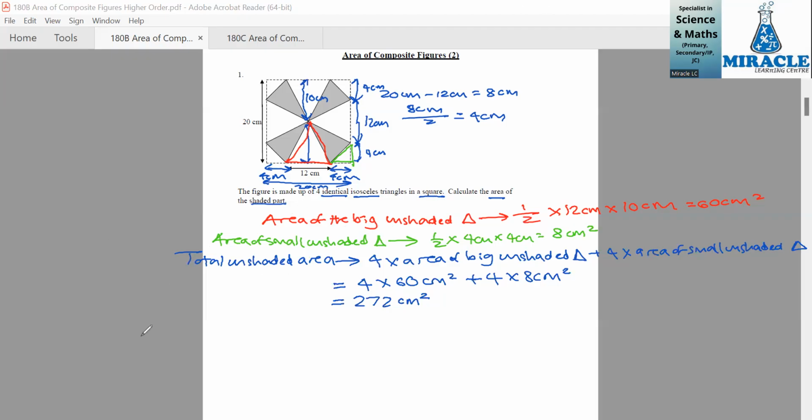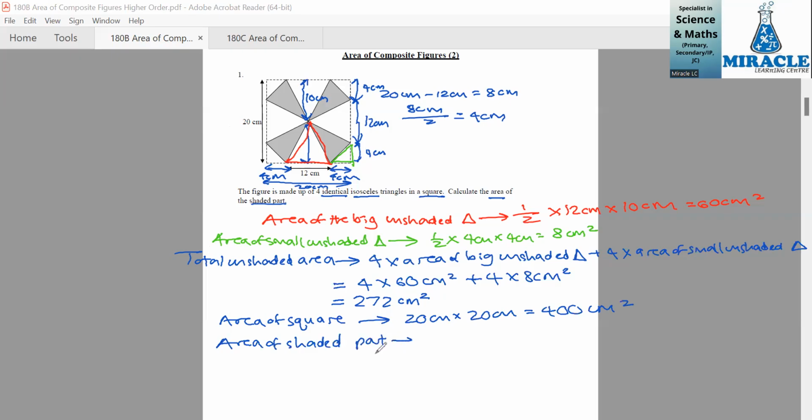Okay, so now let's find the area of the square. So area of square is simply length times length, and we know that the length is 20 cm. So 20 cm times 20 cm gives us 400 cm squared. So now we can find the area of the shaded part. So area of shaded part would be area of the square minus the total unshaded area. So 400 cm squared minus 272 cm squared will give us 128 cm squared. So this is your final answer.